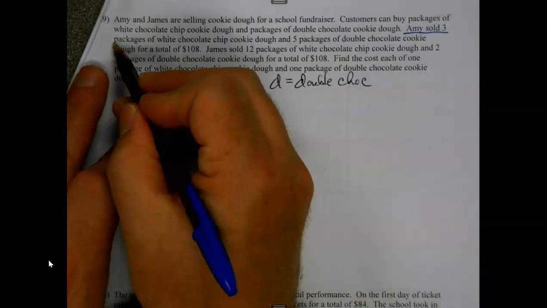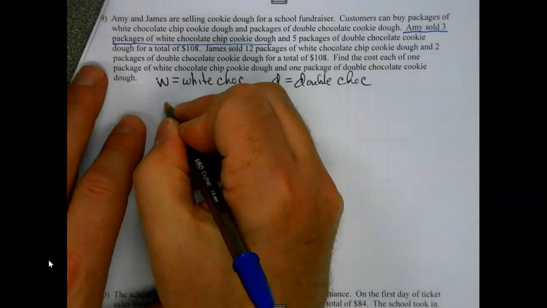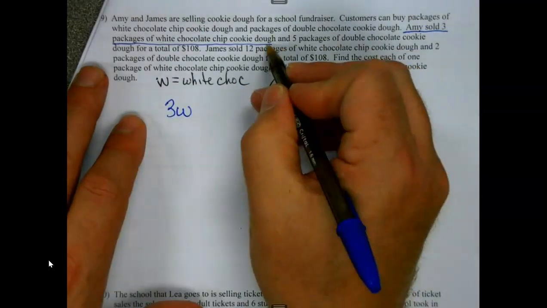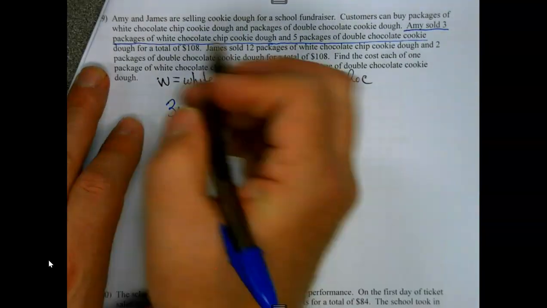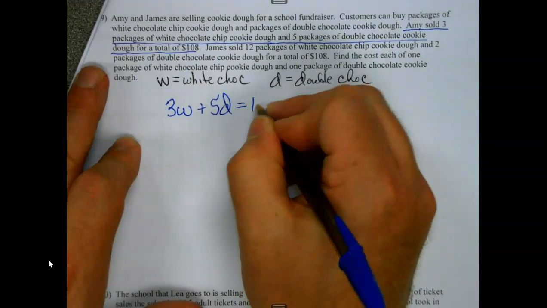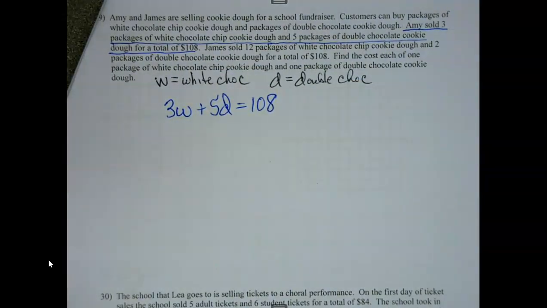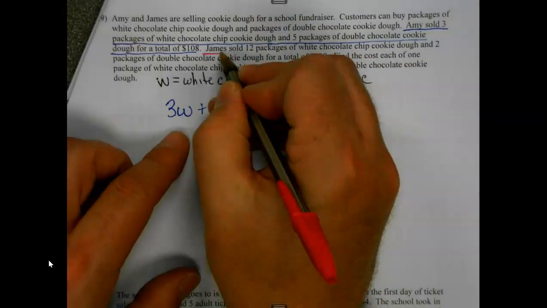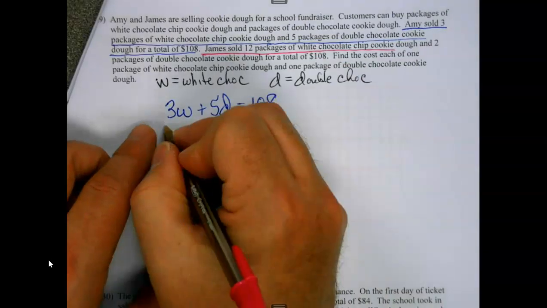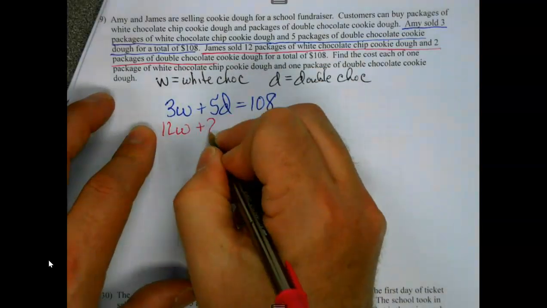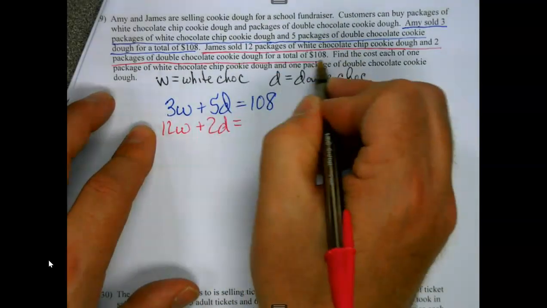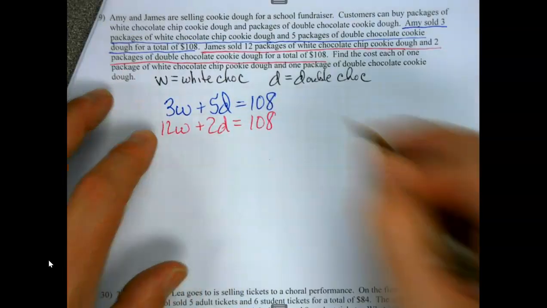Amy sold 3 packages of white chocolate chip. All right, so 3W. And 5 packages of double, 5D, for a total of $108. Next sentence, next equation. James sold 12 packages of white chocolate chip and 2 packages of double chocolate, also for a total of $108.